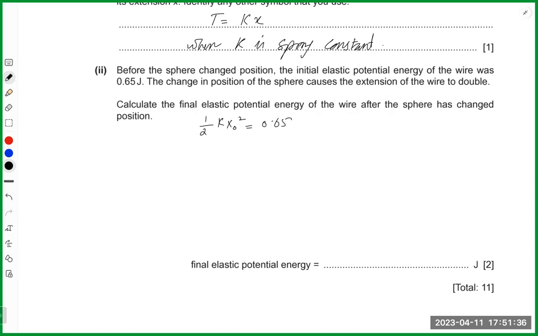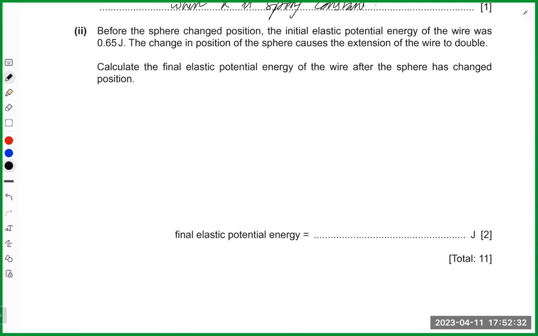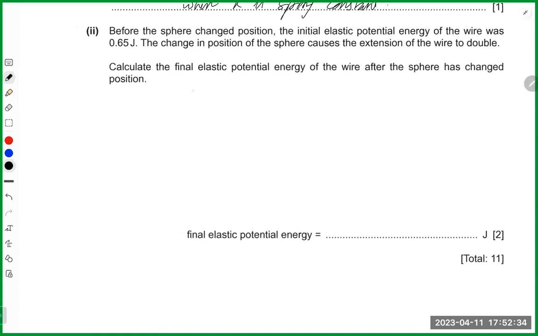Find the elastic potential energy of the wire after the sphere has changed position. Just 1 second. Okay, listen. Elastic potential energy is directly proportional to extension squared. Elastic potential energy equals 1 over 2 k x squared.